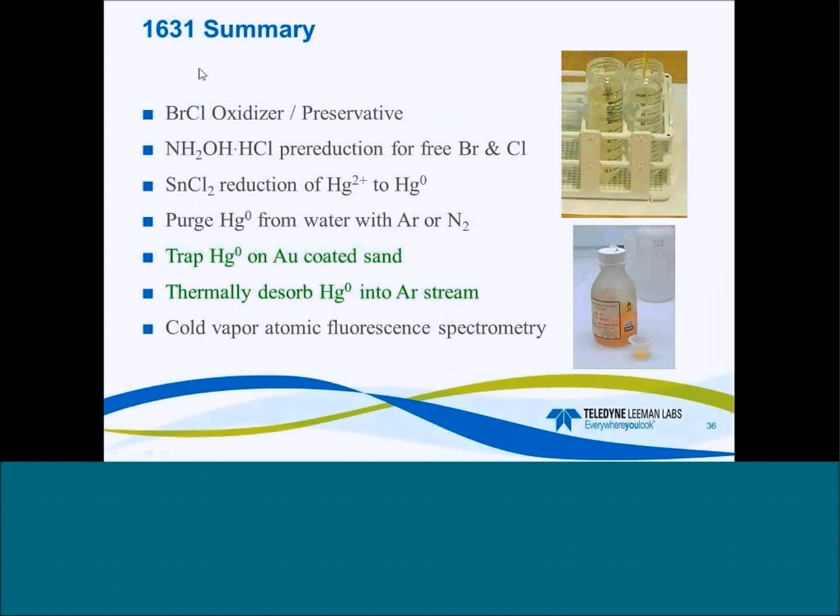For 1631 and for 245.7, the procedure is quite similar. You can use a bromine monochloride oxidizer for 1631, or you can use hydrochloric acid. In 245.7, it's hydrochloric acid that's used as a preservative. You let it sit for a period of time at room temperature, and then you pre-reduce it with hydroxylamine to remove the free bromine and chlorine from the sample.